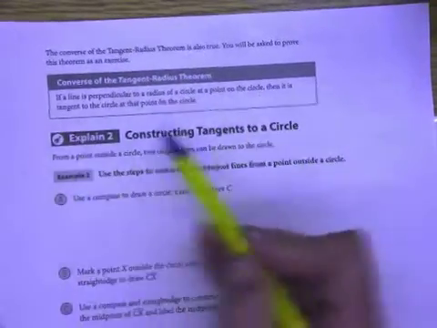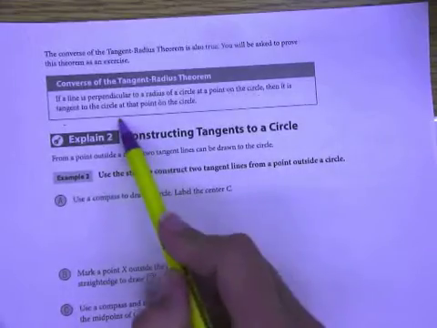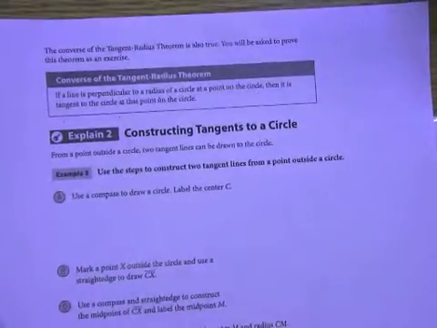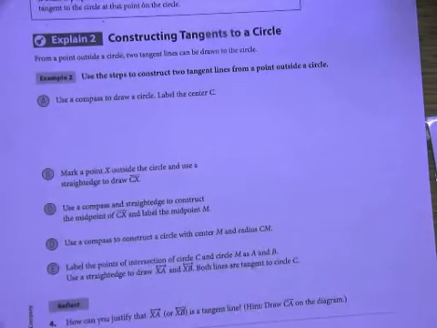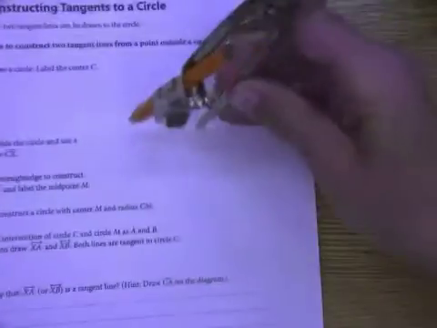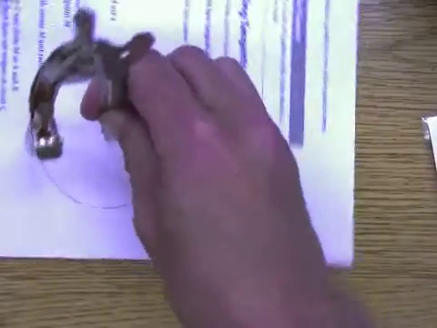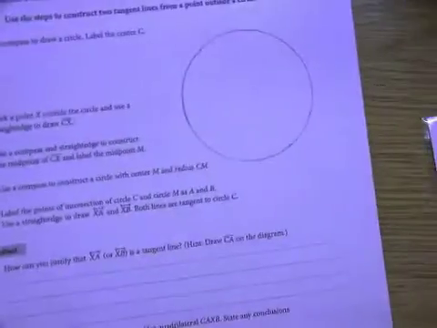The converse of the tangent radius theorem is also true, so that if I know a line is perpendicular to a radius of a circle at a point on the circle, then I can use that to conclude that it is tangent to the circle at that point. Okay, so how could we construct tangents to a circle? Step by step. Step A says use a compass to draw a circle.